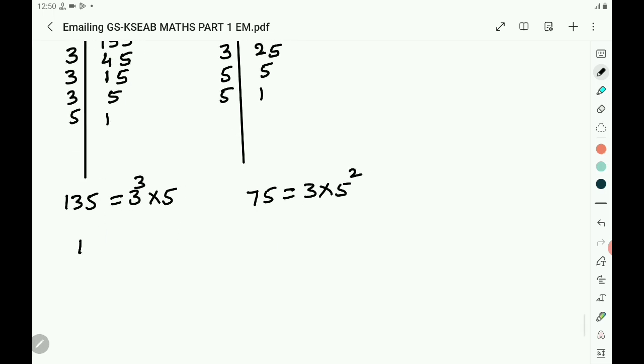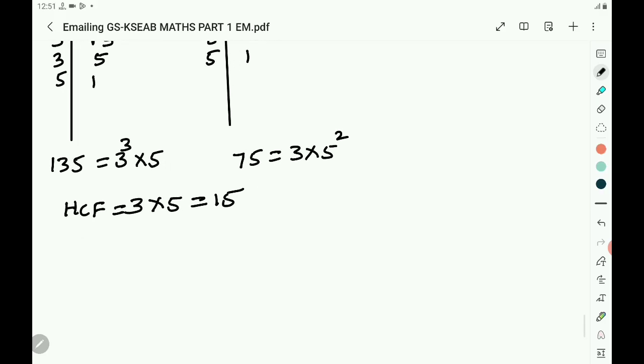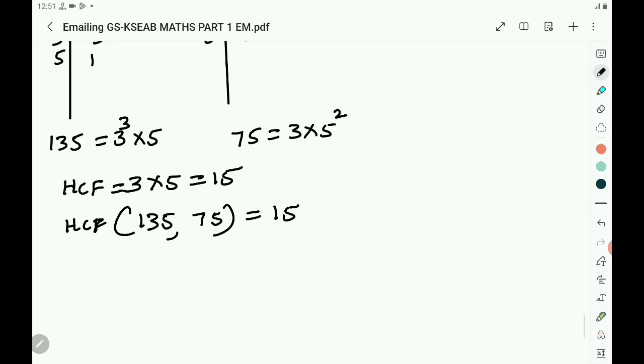Then HCF equals, here 3 and 5 are common. Out of 3 cube and 3 we have to take 3 for the HCF, and out of 5 and 5 square we take 5. 3 into 5 equals 15, 15 is the HCF. So you write HCF of 135 and 75 equals 15. Then we have to find the LCM of 20 and the HCF of 135 and 75, which is 15.